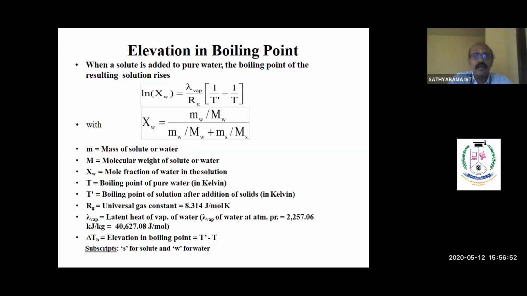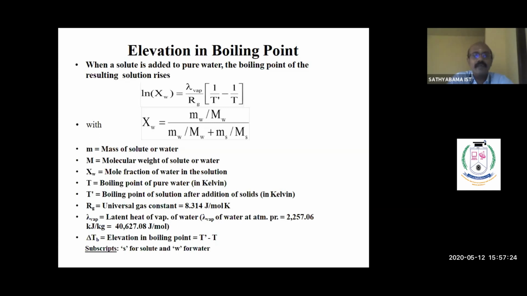If it is small mw, it denotes the water, and if it is ms, it denotes the solute. Similarly, capital M denotes the molecular weight, either for solute or water, whereas W denotes the water and capital S denotes the solute. xw denotes the mole fraction of water in the solution. T refers to the boiling point of pure water in Kelvin. T dash denotes the boiling point of the solution after the addition of solids. Rg is the universal gas constant, as you all know. The value is 8.314 joule per mole Kelvin.